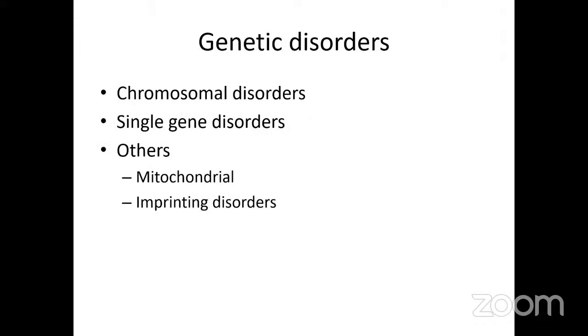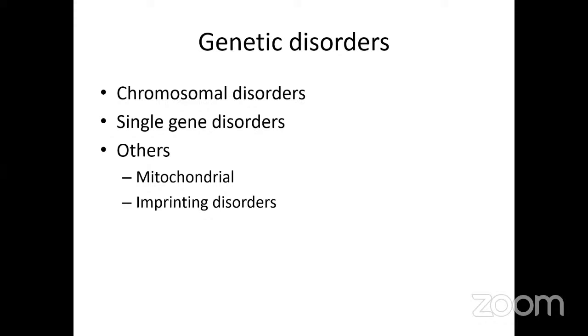Now, when it comes to genetic disorders, basically we have three types of disorder. The two most common are chromosomal disorders and single gene disorders. And there are some others, which recently have been well established: mitochondrial disorders, due to mutation in the mitochondrial DNA, and imprinting disorders.